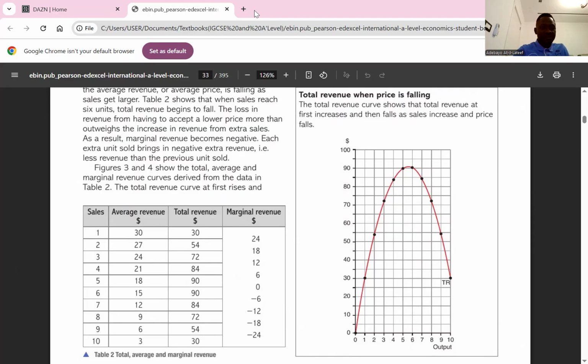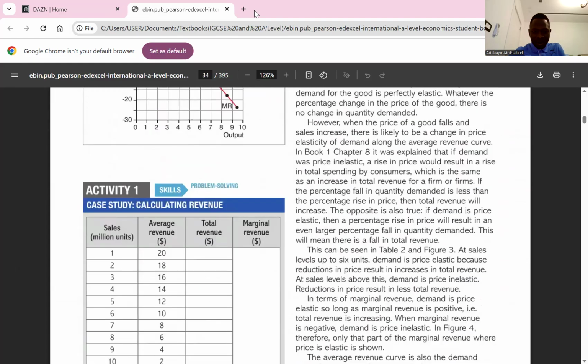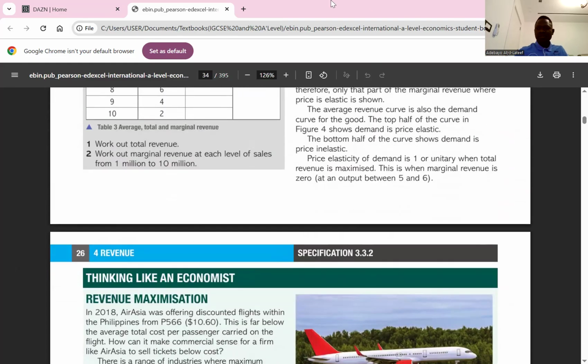Let's look at it from 6 units. At 5, we have 90. At 6, we also have 90. Yes or no? Yes. But at the price of 5, the total revenue rises. At the price of 6, the total revenue remains the same. At the price of 7, the total revenue starts falling. I think you understand elastic and inelastic here. Any question about it? No. So that ends chapter 4, Revenue. So we have some questions to do there.